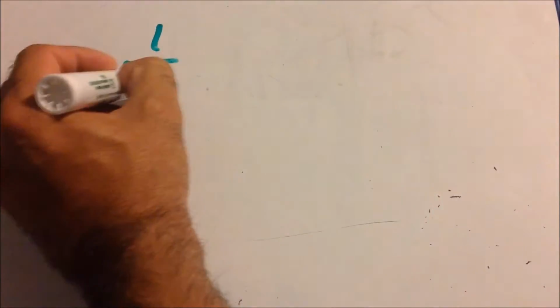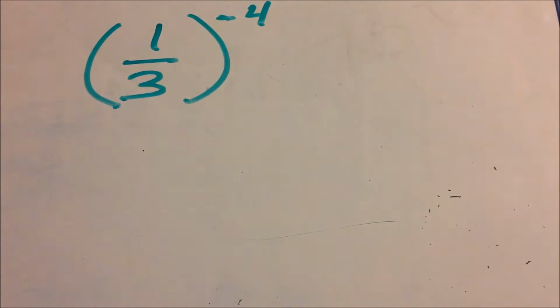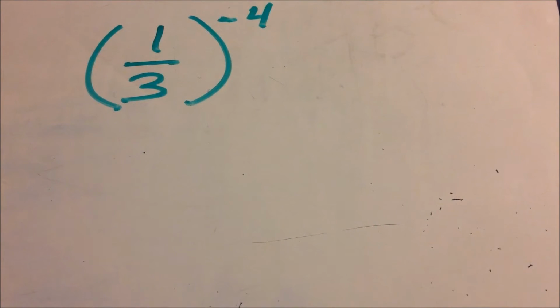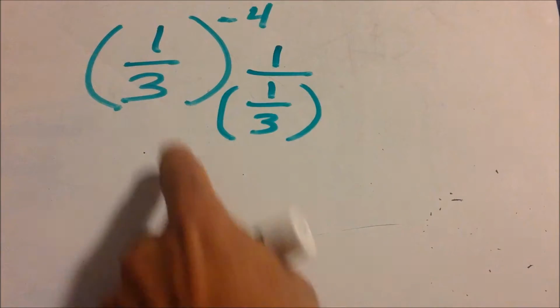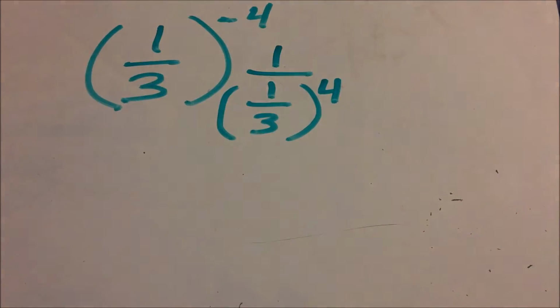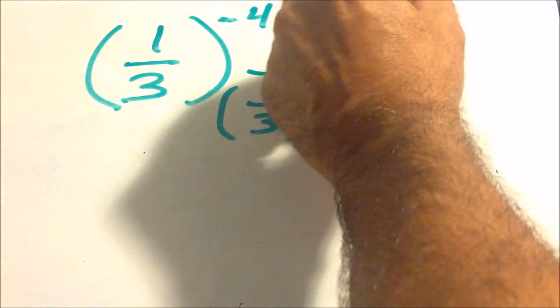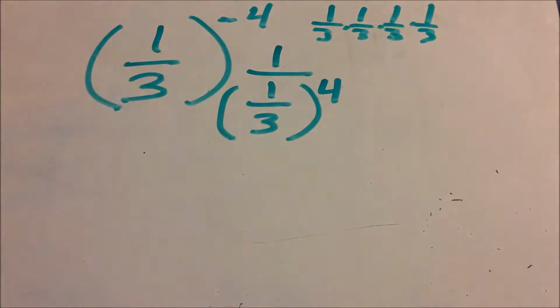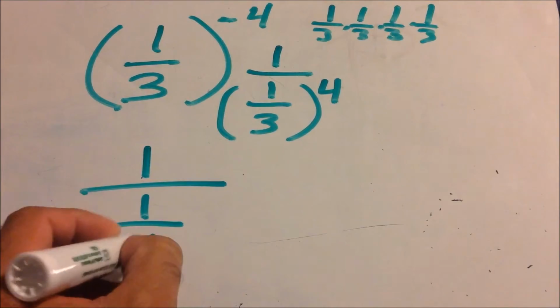So if I had 1/3 to the negative fourth power, how would you do something like that? Okay, well, we know we're making a complex fraction. We're bringing the 1/3 into the denominator. We're taking a negative 4 and we're making it positive. And there we go. So now we're saying 1/3 times 1/3 times 1/3 times 1/3. So what will we get? Okay, so this will be 1 divided by 1 over 81.